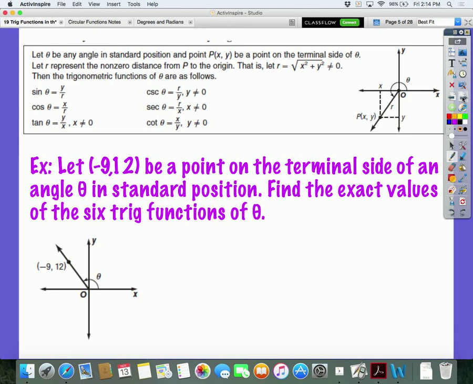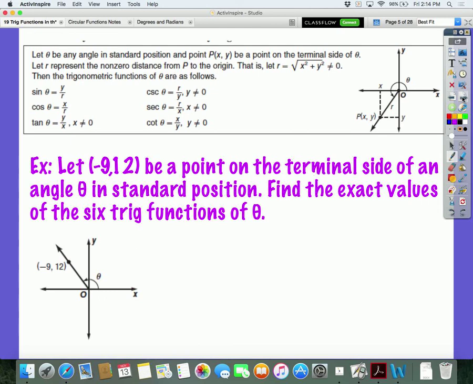Tangent theta is y over x. Okay? X, of course, cannot equal 0, or it would be undefined. Cosecant is still the reciprocal of sine, so it is r over y. Y cannot equal 0. Secant is the reciprocal of cosine, r over x. X cannot equal 0. And lastly, cotangent, which is the reciprocal of tangent, x over y. Y cannot equal 0. Okay? These are the ratios for those trig functions for an angle in standard position.